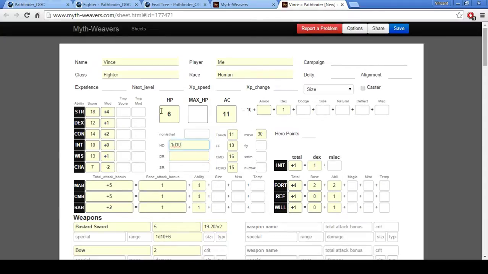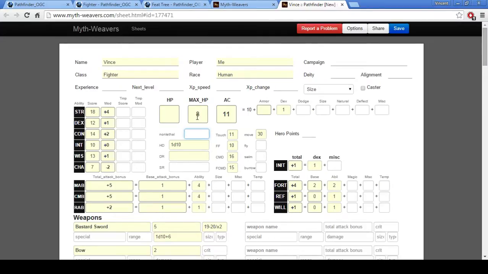So for a 10-sided die, I would get 6 hit points plus my Constitution bonus of 2 for a total of 8. So I have 8 hit points. And that would be my max hit points. And if I ever run out of those hit points, I would be unconscious.